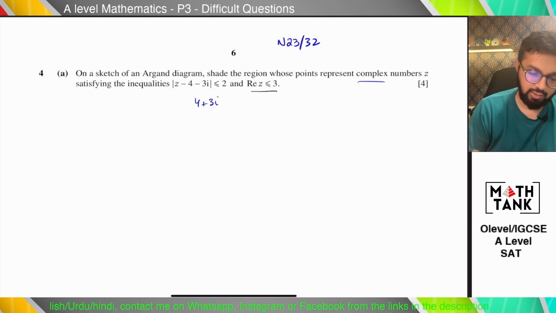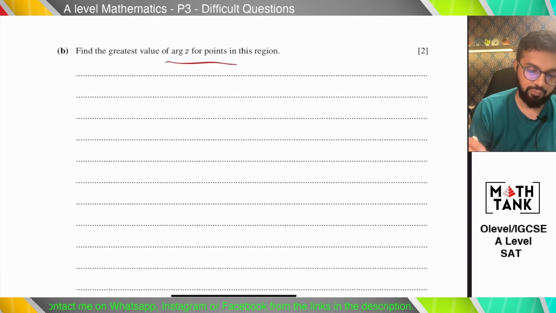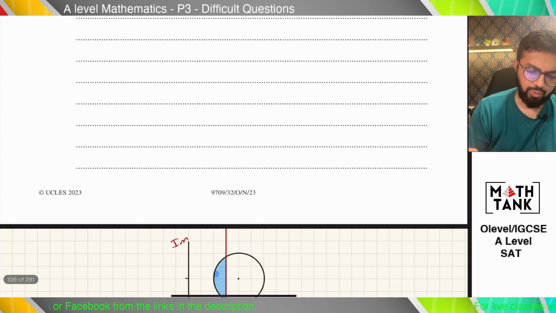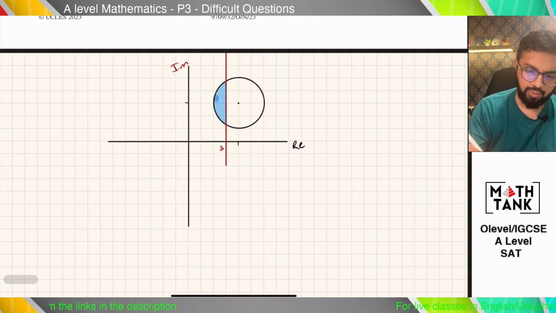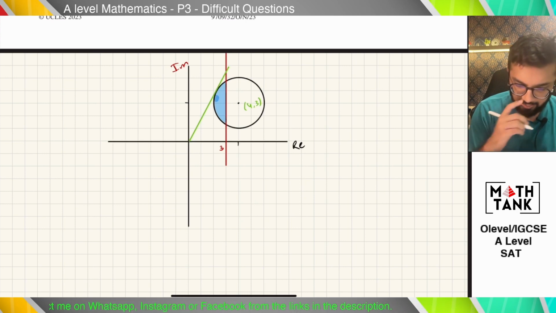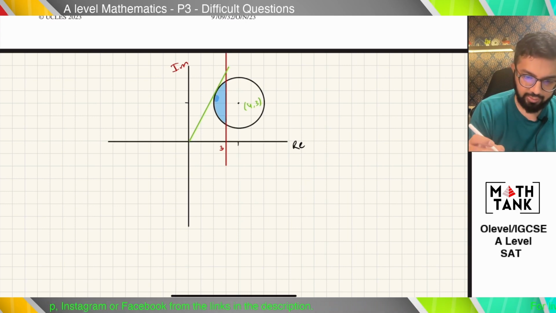The second part says that I want to find the greatest value of arg z for points in this region. Okay, greatest value of argument of z. So it is going to be a line that stretches from here and becomes a tangent here. Okay, again, the tangent is important. I'm going to label this 4 comma 3, and this is the entire angle that I want to find.